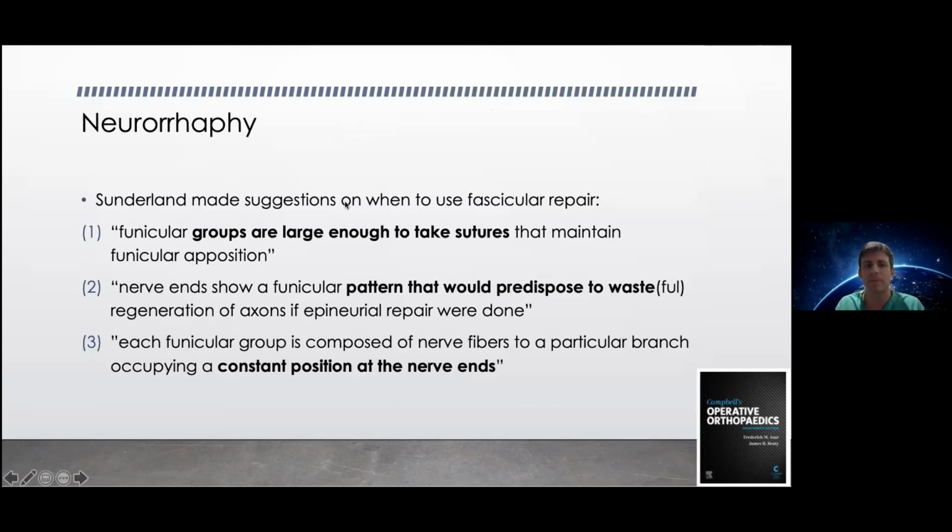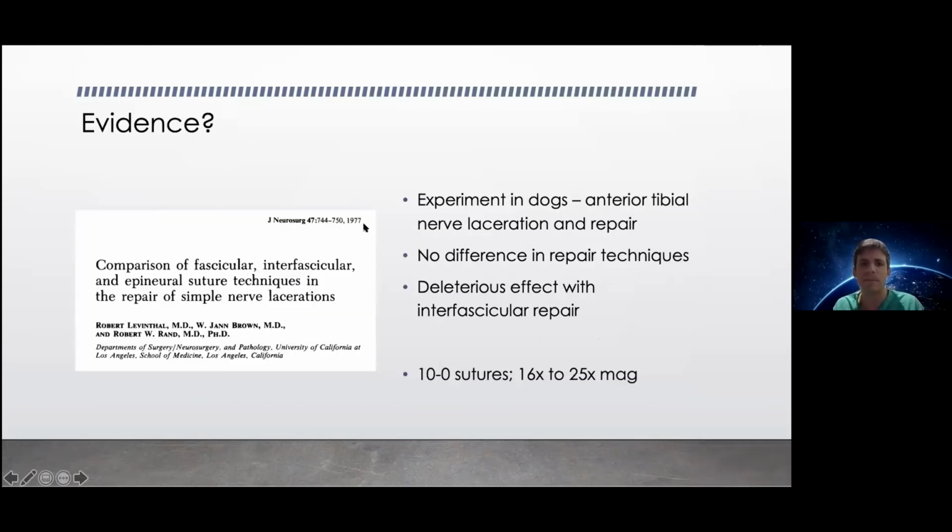These are comments from Sunderland on when to use the fascicular repair. He basically says if the fascicles are large enough, if the pattern would predispose to waste if you just did an epineurial repair, and there's a constant position at the nerve ends. I don't know how you would know this last part, but these were his comments. Is there any evidence that pushes us towards one type of repair over another?